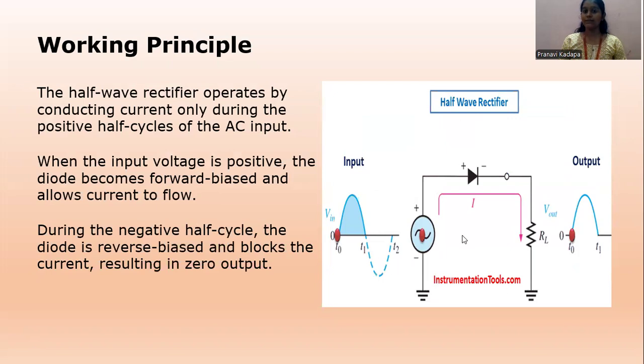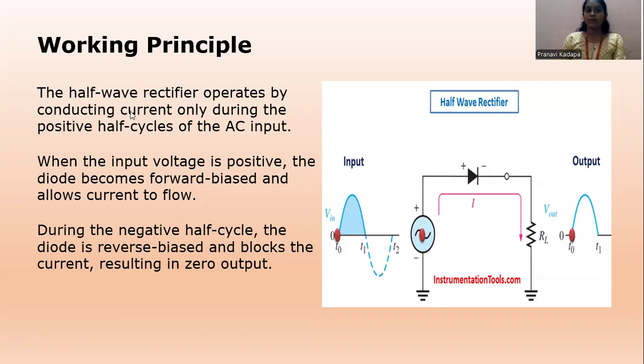As we are seeing in this circuit here, the AC signal is given. It goes to the diode, which is forward biased. So it takes only the positive cycle of the AC signal and passes it through the RL, but the negative cycle is not taken because the diode is in reverse bias and it blocks the current, which results in zero output.